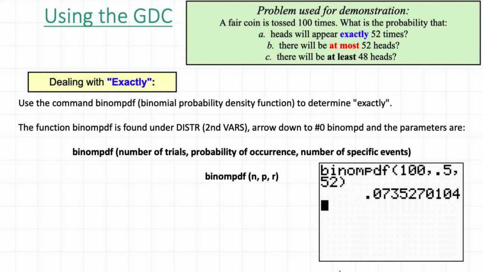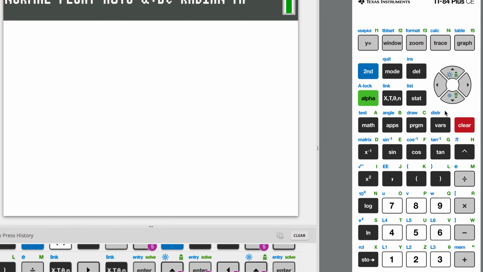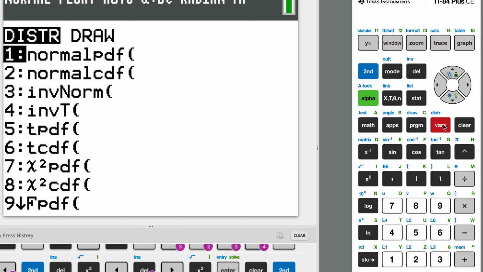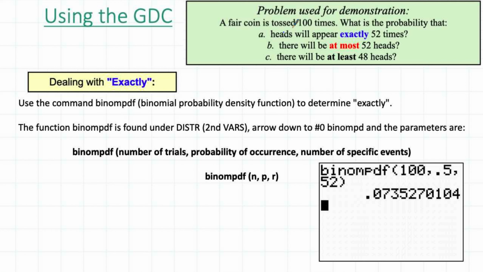So the binomial is found in distribution. You can see it here. So second distribution, and you have to go all the way down and you'll see binomial PDF and binomial CDF. Now we use PDF when you have a question such as, I'm tossing a coin 100 times. What is the probability that the head will appear exactly 52 times? So I'm looking for exactly the probability being equal to something. So in this case, you use the PDF.